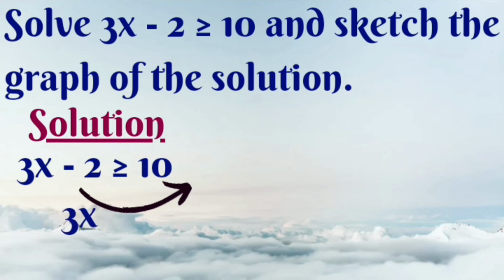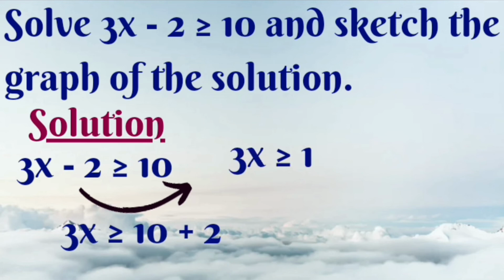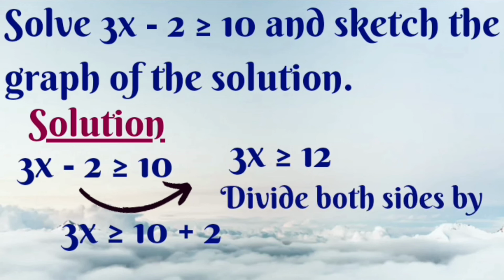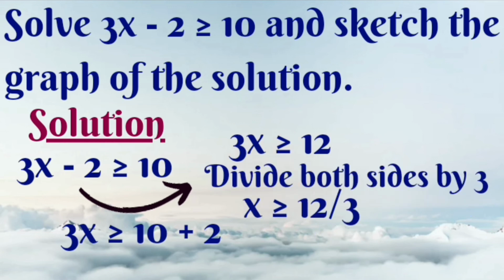Hence, 3x will be greater than or equal to 10 plus 2. 10 plus 2 is 12. Hence, 3x will be greater than or equal to 12. To get x, we have to divide both sides by 3. If we divide both sides by 3, we would have x is greater than or equal to 12 divided by 3. 12 divided by 3 is 4. Hence, x is greater than or equal to 4.